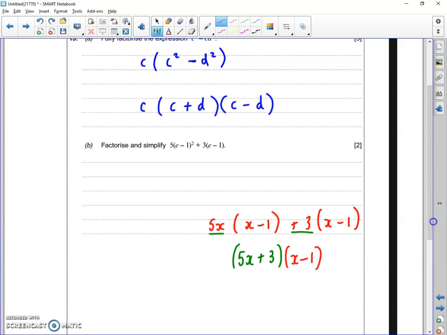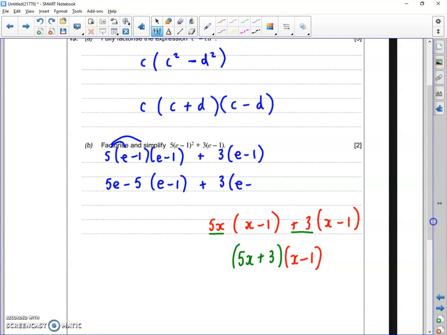And we've got something that looks a little bit like that in this question, except one of the brackets has been squared. But if I can make it look like what I've got here in red, I can just factorise it quite quickly. So, if I wrote this out as 5e minus 1, e minus 1, plus 3e minus 1, and I just expand this first one, so 5e minus 5 brackets e minus 1, plus 3e minus 1.